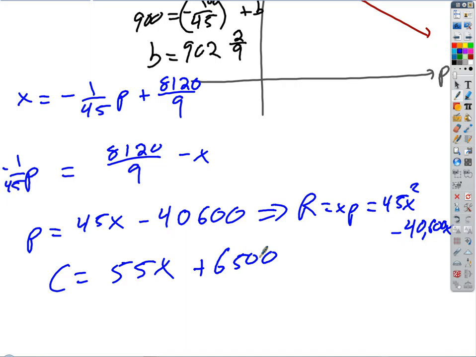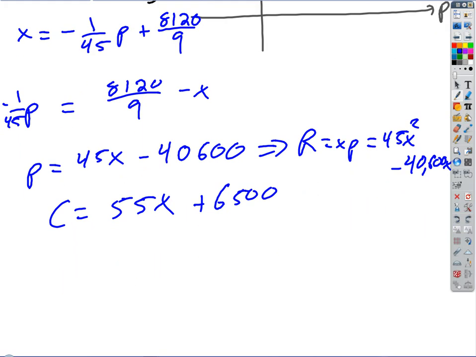So now we come up with our profit equation, right? Profit's just going to be revenue minus cost. Before we go further, why is it 45x squared? Where did those extra x's come from? I just distributed an X through, because it's X times P. Okay?